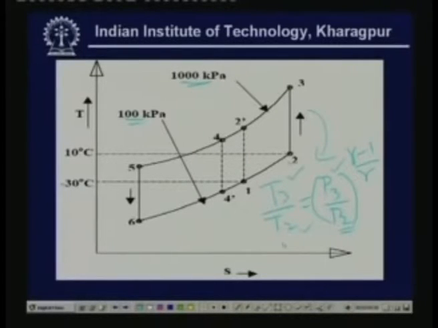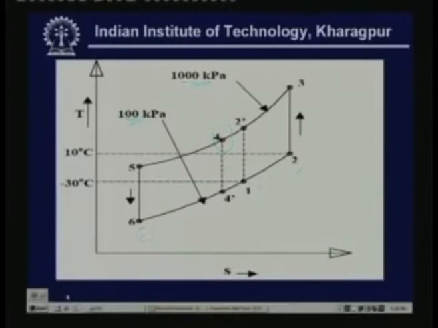Then comes point 4. How do you find the temperature at point 4? Then temperature at point 5. Temperature at points 4 and 5 will be found using the effectiveness of the heat exchanger. That I will explain a little later. So, these 2 points will be obtained using the effectiveness of the heat exchanger and the energy balance across the regenerative heat exchanger.